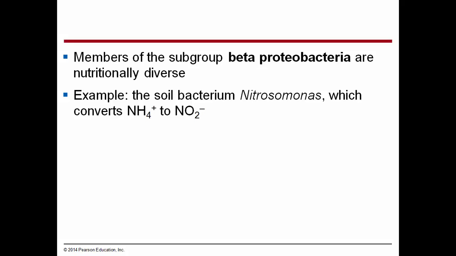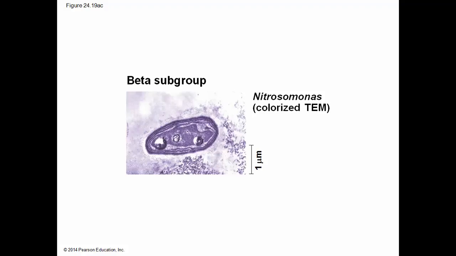Members of the subgroup beta proteobacteria are nutritionally diverse. Examples include the soil bacterium Nitrosomonas, which converts ammonium to nitrite. Nitrosomonas here, the beta subgroup.